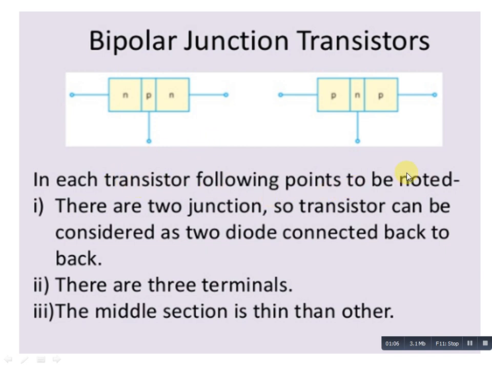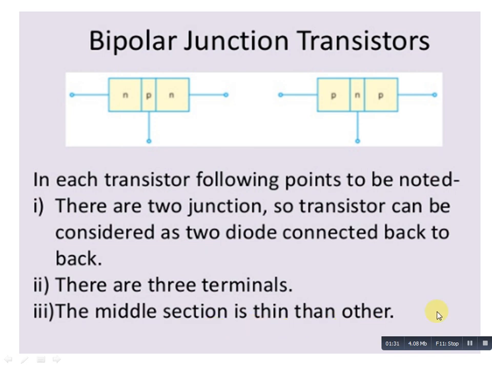First point, there are two junctions, so a transistor can be considered as two diodes connected back to back. When two diodes are connected back to back, then we have made a transistor. Second point, there are three terminals: emitter, base and collector. Third point, the middle section is thinner than the others.